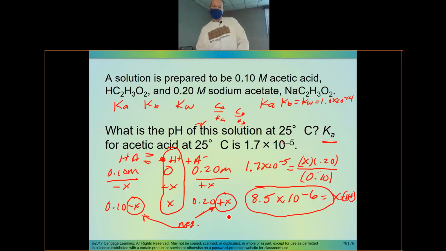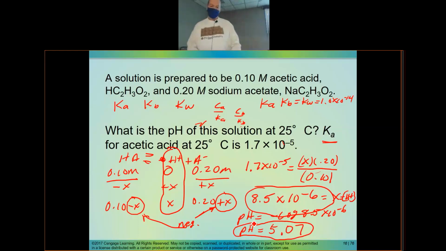So now we're going to take the pH. pH is equal to the negative log of this concentration, 8.5 times 10 to the minus 6. And the pH of that is 5.07. Always give 2 decimals for pH and pOH, and always give 2 sig figs for your concentrations. Sig figs should not be an issue with losing points.